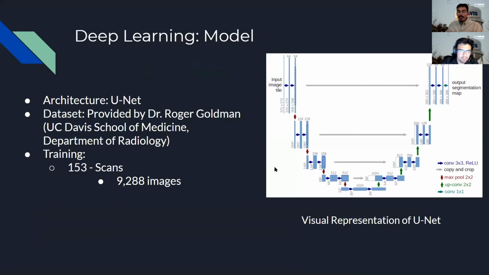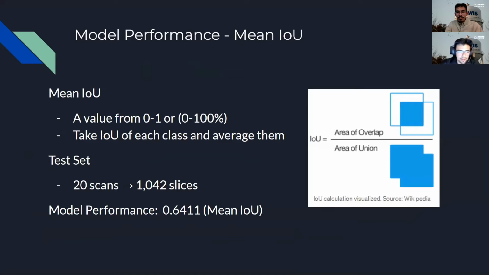So for our deep learning model, we used the U-Net architecture. The dataset was provided by Dr. Roger Goldman, and our model was trained on 153 scans with a total of 9,288 images. To calculate the performance of the model, we used the mean IOU metric, and essentially this is a measure of overlap between our predicted and the actual mask. And across 20 scans with a total of 1,042 images, our best model was able to correctly predict the segmentation with a score of 64.1%.